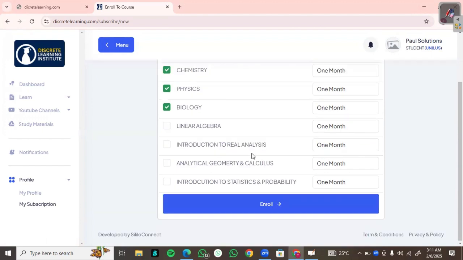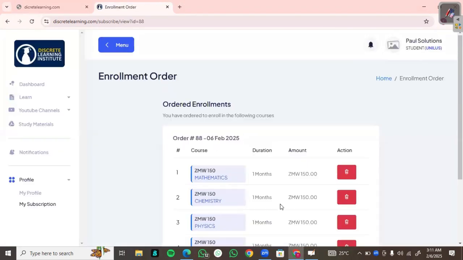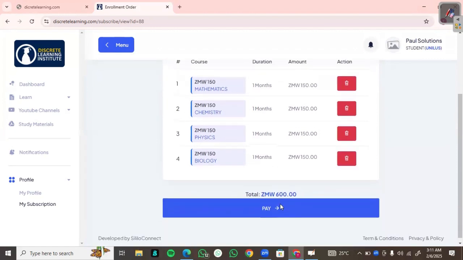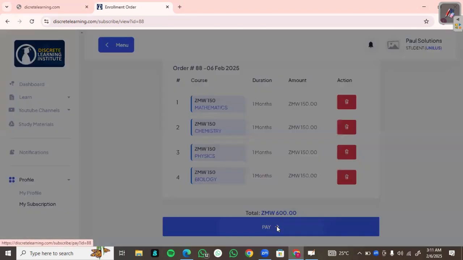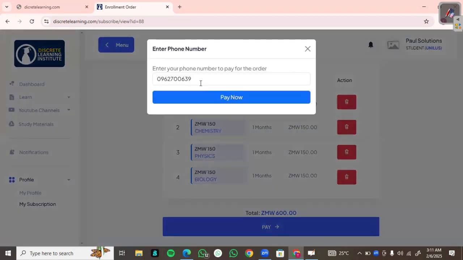So once you select the courses, you're going to click enroll. You wait for it to load. It will take you to this page that will show you the total amount that you're going to pay for all those courses that you've selected. And then you click pay. All right, so you're going to have this drop down that is going to come. So here you put the phone number that you're going to use to pay. If you're paying using maybe a mobile money agent, tell them to put their number here. And then you click pay now.